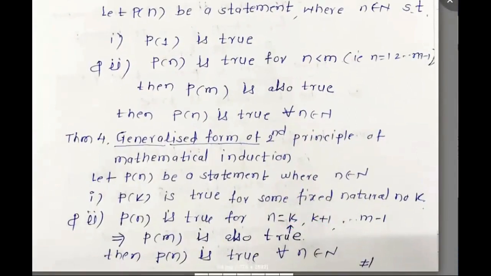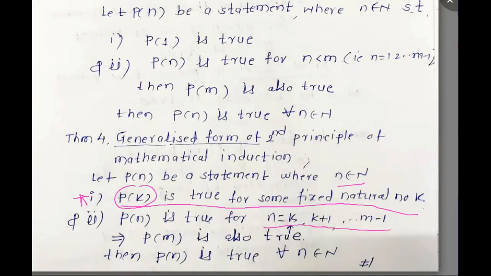So let P(n) be the statement containing n, a natural number, such that P(k) is true for some fixed natural number. This is the first condition. And the second condition: if P(n) is true for n equal to k to m minus 1, that is, since the first integer for which it is true is k, so if P(n) is true for k plus 1 up to m minus 1, then it is also true for its successor of m minus 1, that is, the next integer.